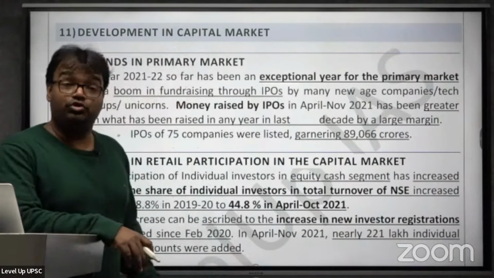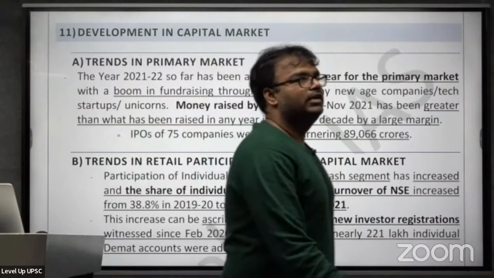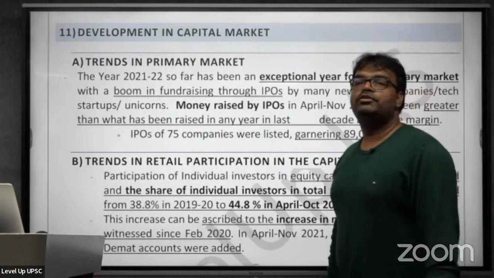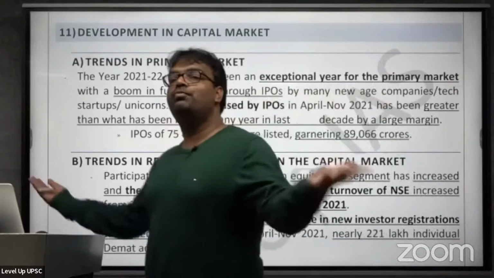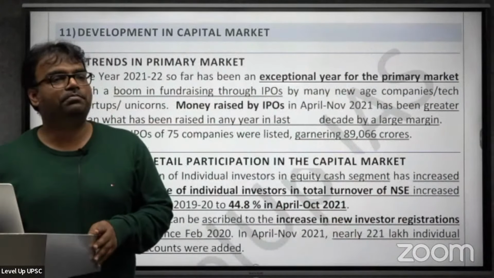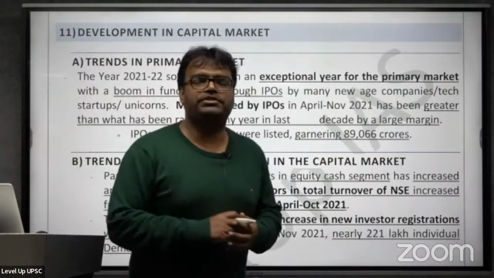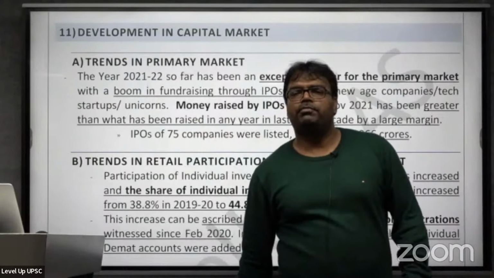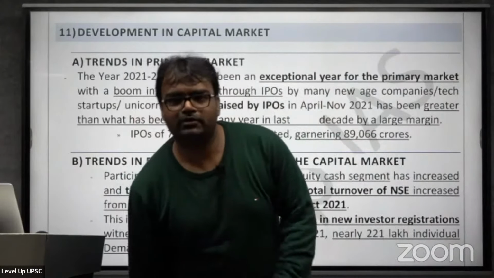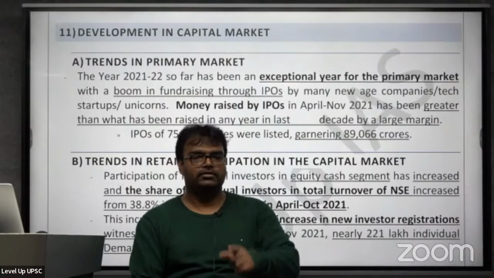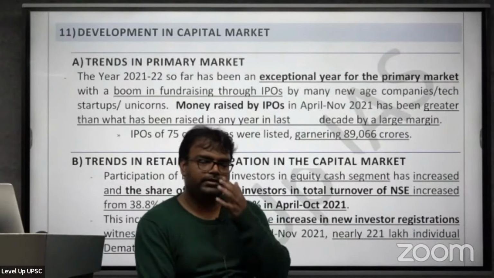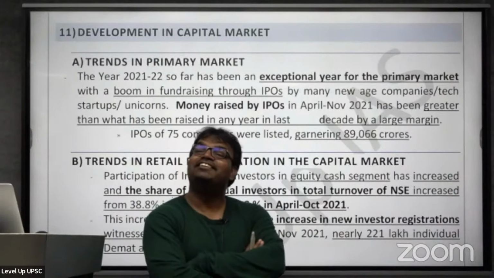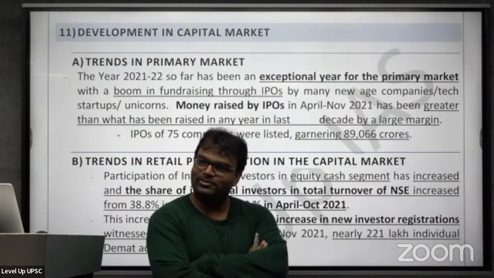The first thing that you must be knowing is that the year 2021-22, especially April to November, saw an IPO boom in India. इतनी सारी कंपनीज का IPO हुआ. Name me 5 companies which got their IPO done between April to November. 5 कंपनीज बताएं कोई. One by one. Paytm, Zomato, okay. Nykaa. Burger King also got there, okay.